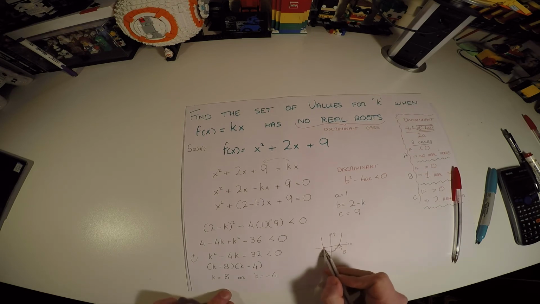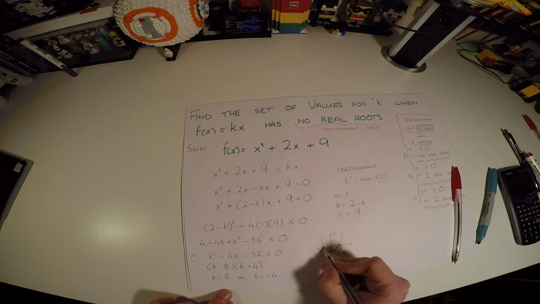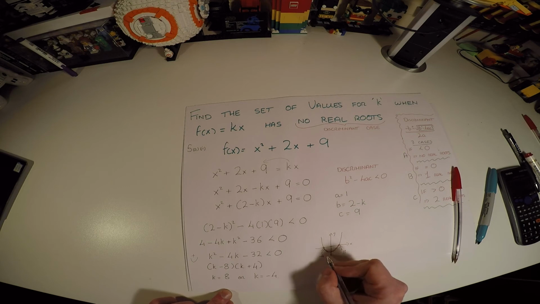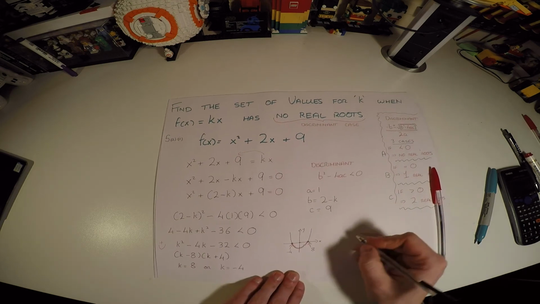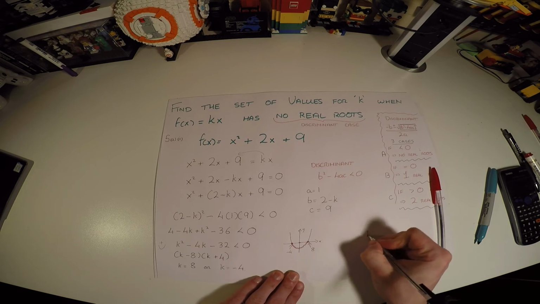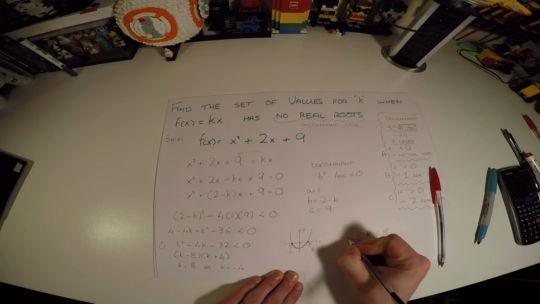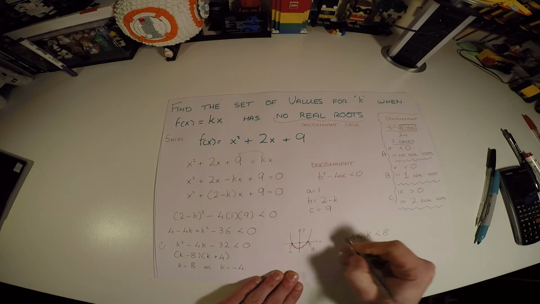So actually, if we look at what I've coloured in red here, that's the part of the graph we want to know. This equation's true when the values of k are between minus 4 and 8. So the range of values are going to be k must be less than 8 but greater than minus 4. That's it.